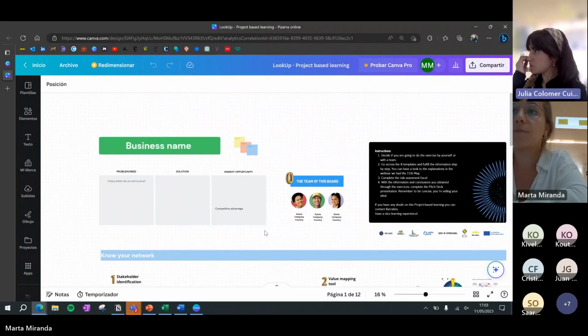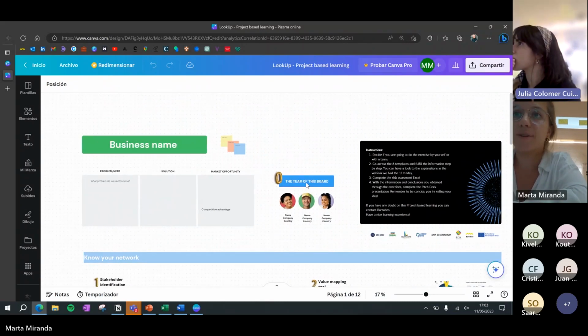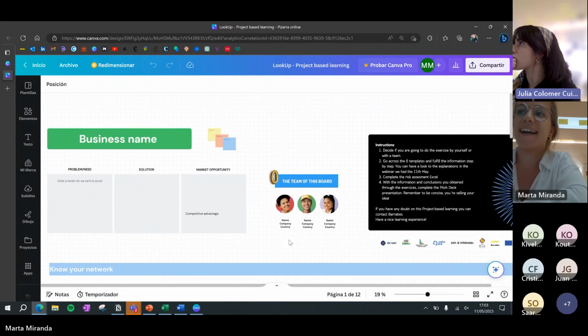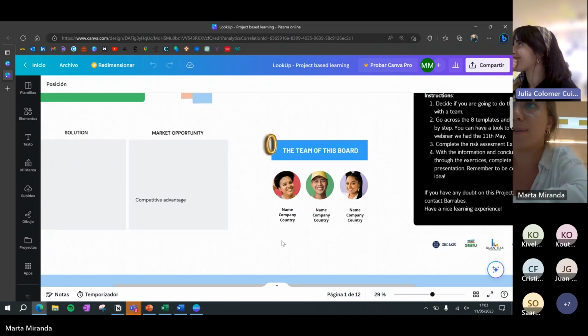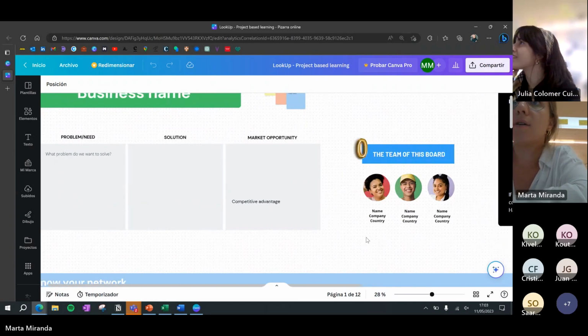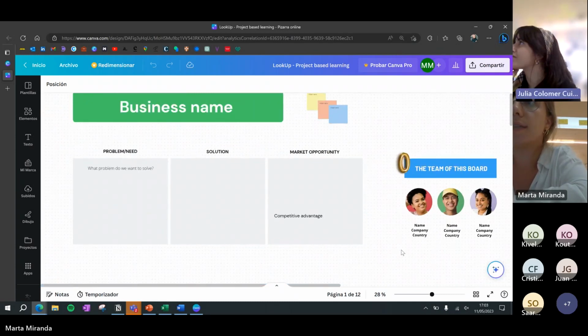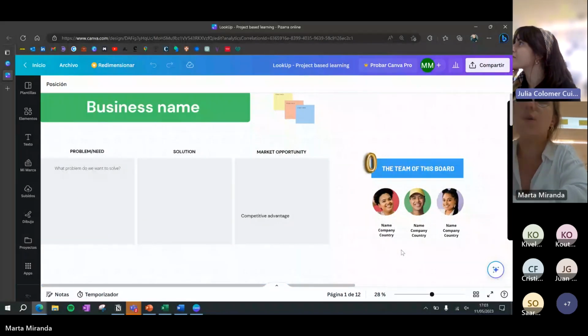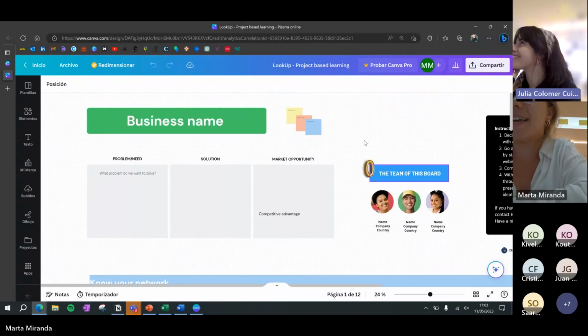Okay, so first of all, here you can find a template where you can share with us who is working in this board. If you are alone, you can put yourself alone. If you want to add a picture, it would be really nice for us too. And just to have the record of who is working on this board.